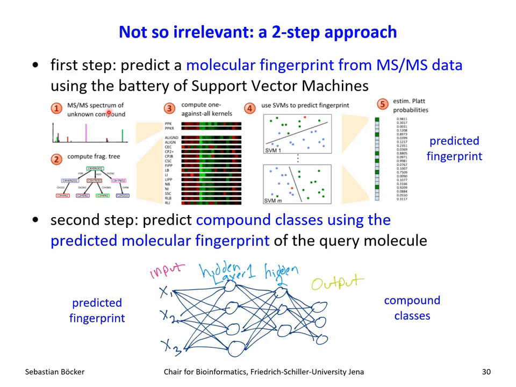That takes as input our spectrum and computes a fragmentation tree from that. We don't need any other information. Then it goes through here and out comes a predicted fingerprint. That now tells you whether your molecule contains certain small subgroups, yes or no, with a probability. In the second step, we use our DNN, which we have trained on the structure data, and we put in the predicted fingerprint, and out come all compound classes as our predictions. Now that's very nice.